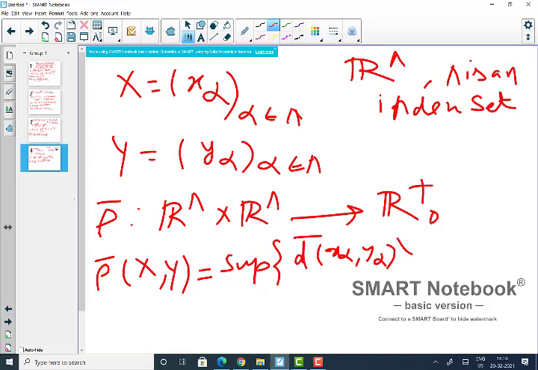Okay, so what does that mean? That means α belongs to λ. I am making it in such a way that the supremum exists. Either d(x_α, y_α) is less than 1, then I choose d bar equal to d. If it is bigger than 1, then I choose d bar equal to 1. That means this is a set of real numbers bounded by 1, and hence the supremum exists. This supremum I am defining as ρ bar of x, y. Now you check that this ρ bar satisfies all the properties of a metric, so this defines a metric on R^λ.